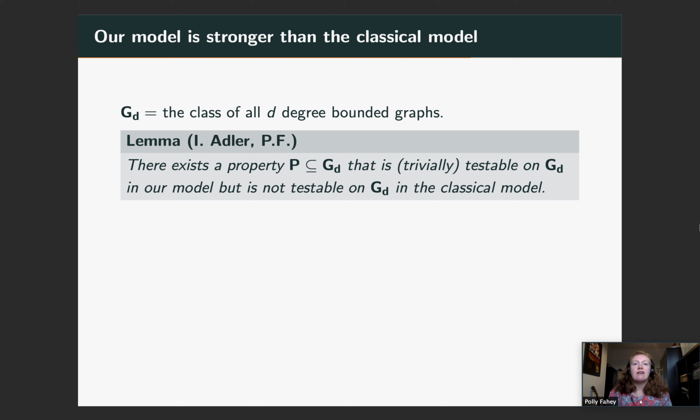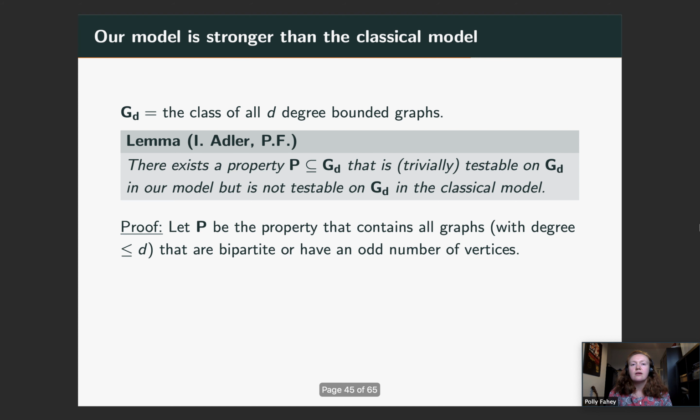So we show that there exists a property on the class of all bounded degree graphs that is trivially testable on the class of all bounded degree graphs in our model, but is not testable on the class of all bounded degree graphs in the classical model. Okay, so let me describe this property. Let P be the property that contains all graphs with bounded degree that are bipartite or have an odd number of vertices.